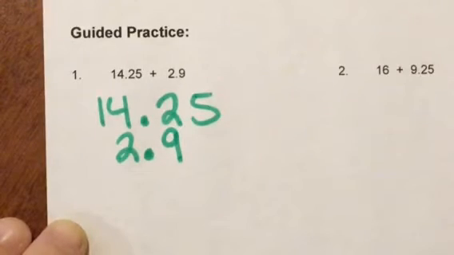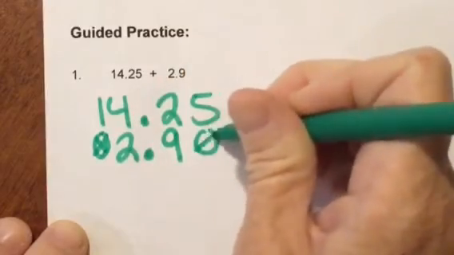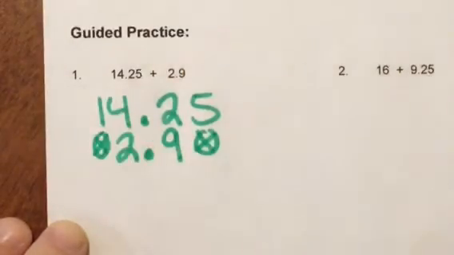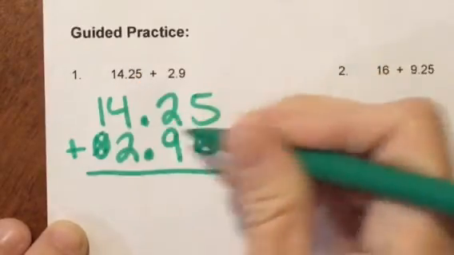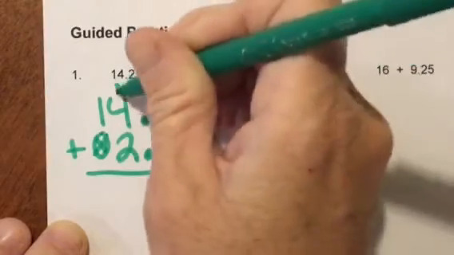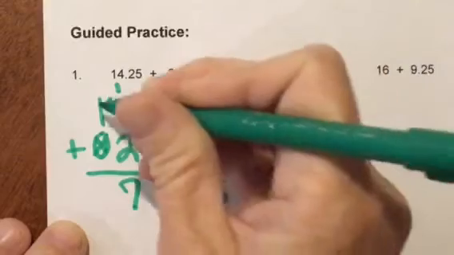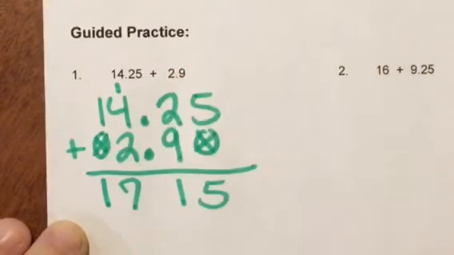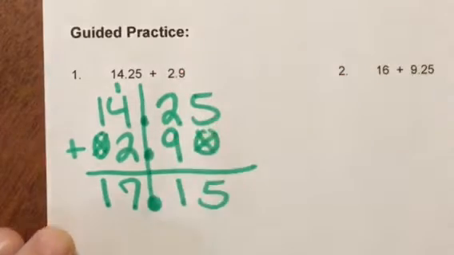Step 3, add zeros to create a box. Well, that doesn't have a digit and that doesn't. So I could draw a box around. Step 4 is let's add. 5 plus 0 is 5. 2 plus 9 is 11. 1 plus 4 plus 2 is 7. 1 plus 0 is 1. And then step 5 is bring it down with a line.